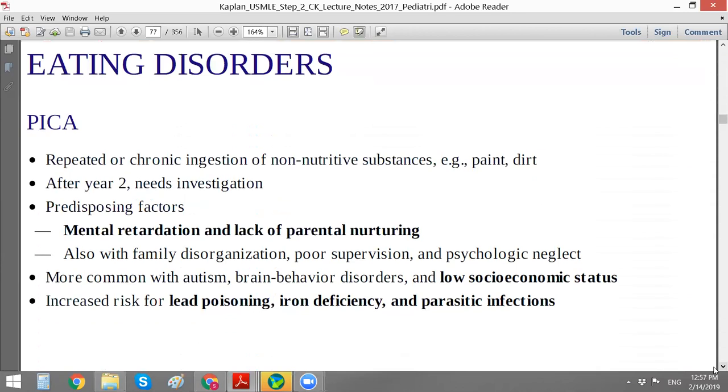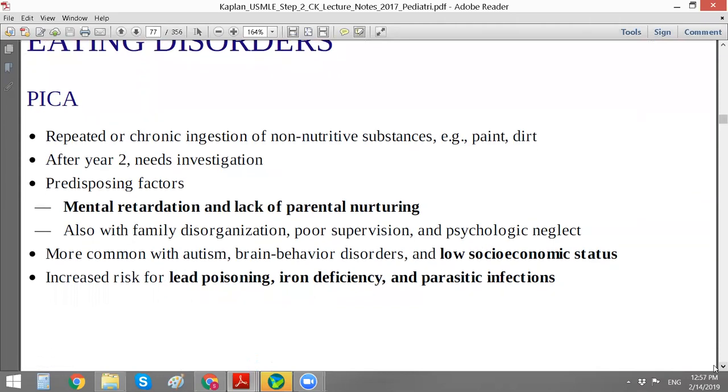Eating disorder. Pica: repeated or chronic ingestion of non-nutritive substances, for example paint and dirt, after year 2 needs investigation. Predisposing factors: mental retardation, lack of parental nurturing, also family disorganization, poor supervision, psychological neglect. More common with autism, brain disorders, and low socioeconomic status. Check for lead poisoning, iron deficiency, parasitic infections.